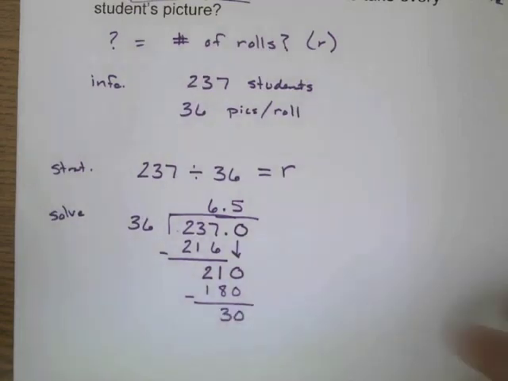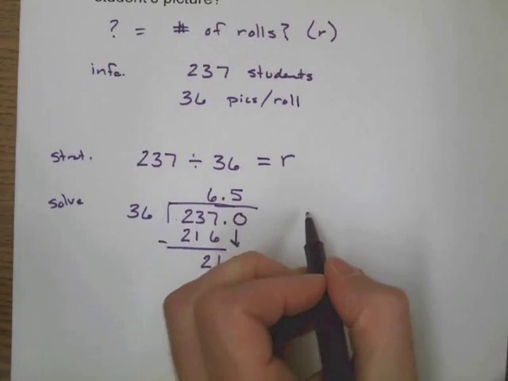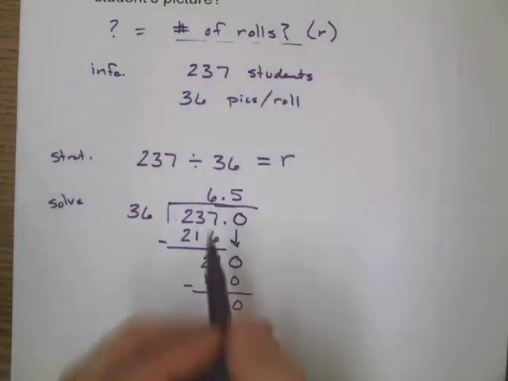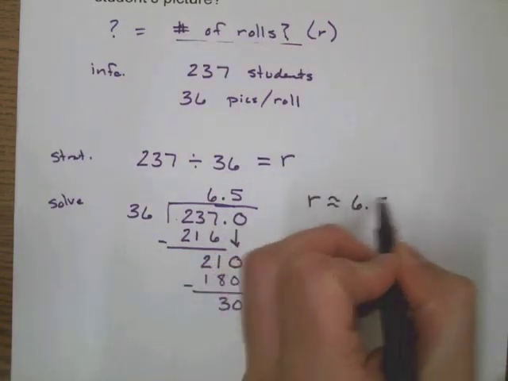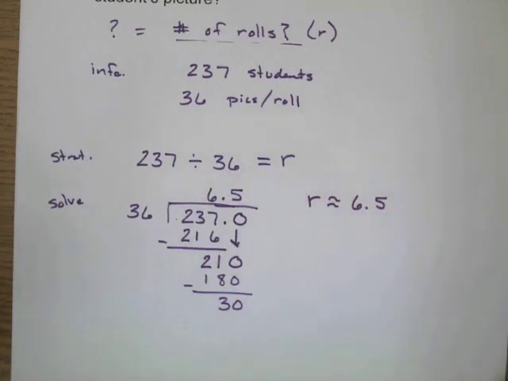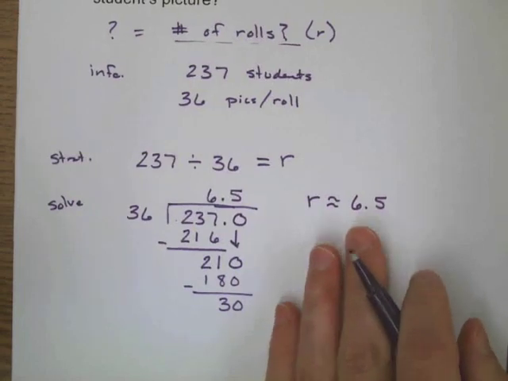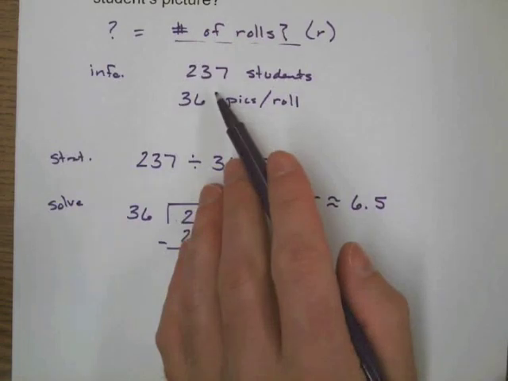Now at this point I could continue going out. I can still go out to hundredths or maybe even thousandths. But I'm going to stop right there for just a second and go back to my question. I want to know the number of rolls of film. And right now this is telling me that R is about 6 and 5 tenths. There's some little hundredths or thousandths left over even further, but if I'm going to go buy a roll of film, I need to know how many rolls. I need to have enough rolls of film to get all 237 students.